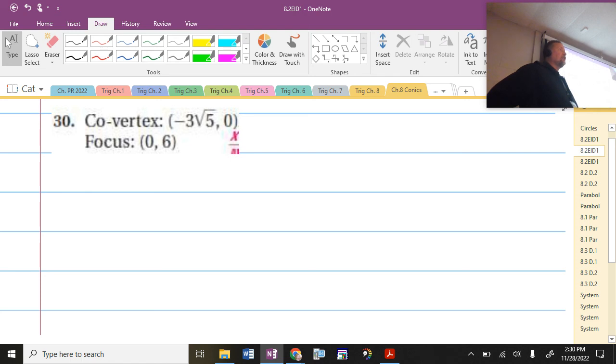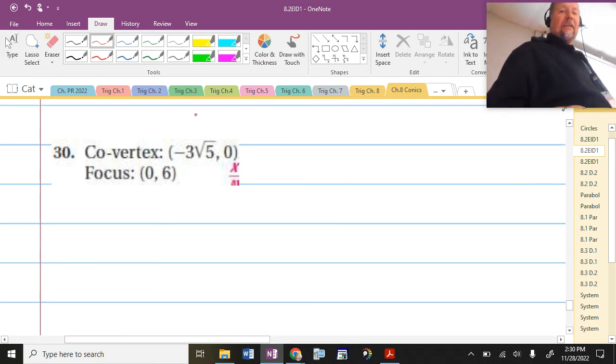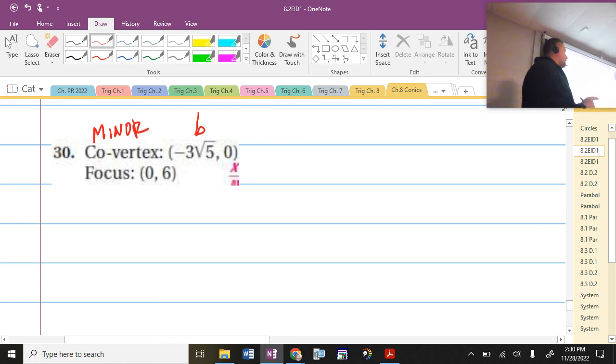What is the covertex? Is it A, B, or C? 3, 2, 1, go. B is correct. So this is our B value. Covertex is minor axis. Covertex means minor. Your book doesn't say covertex. All right, and then what's focus 0, 6? What is that? A, B, or C? We already had that the last one at C.